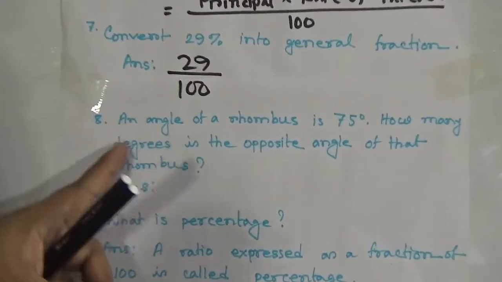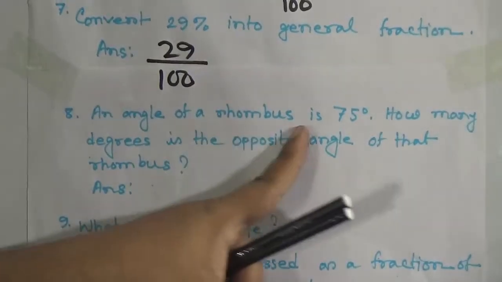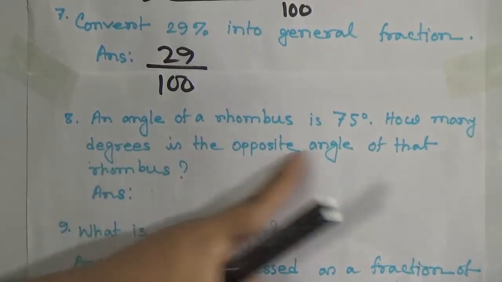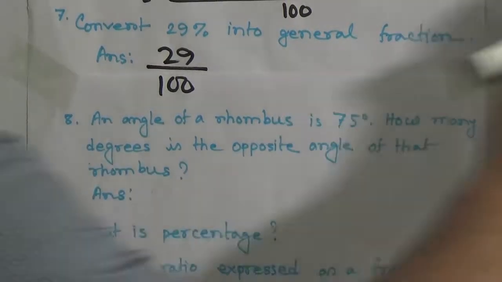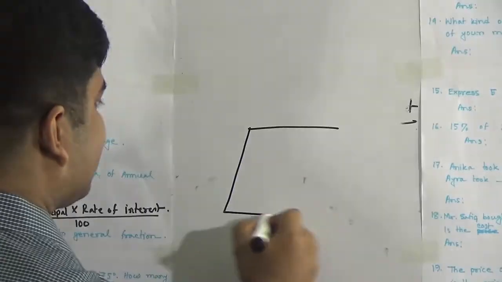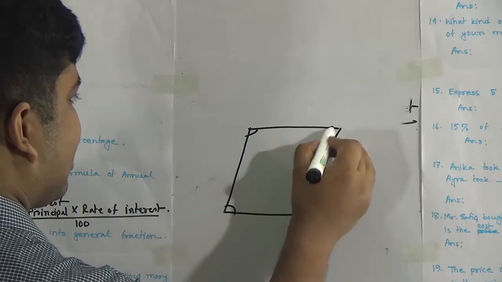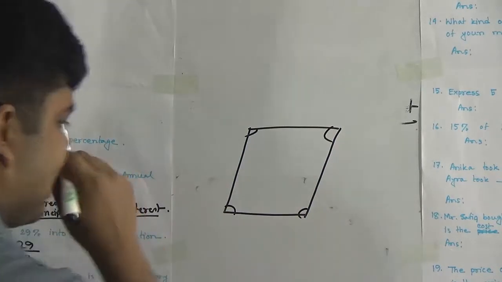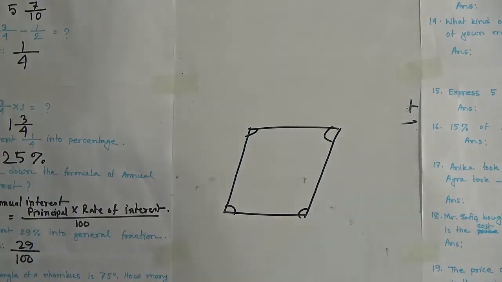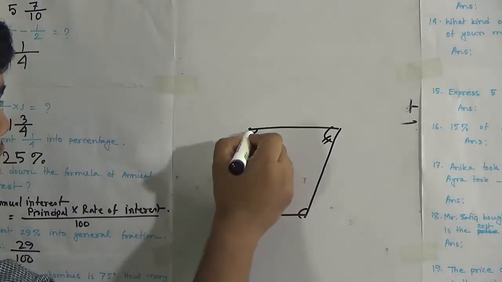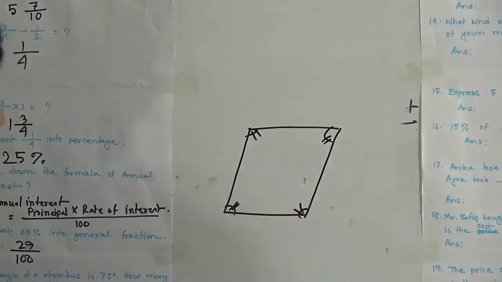Question number 8. An angle of a rhombus is 75 degrees. How many degrees is the opposite angle of that rhombus? My dear student, first of all we draw a rhombus. Please notice this is a rhombus. All sides are equal and no angle is a right angle. Notice in a rhombus opposite sides are equal. This one and this one are equal. On the other hand, this one and this one are equal.